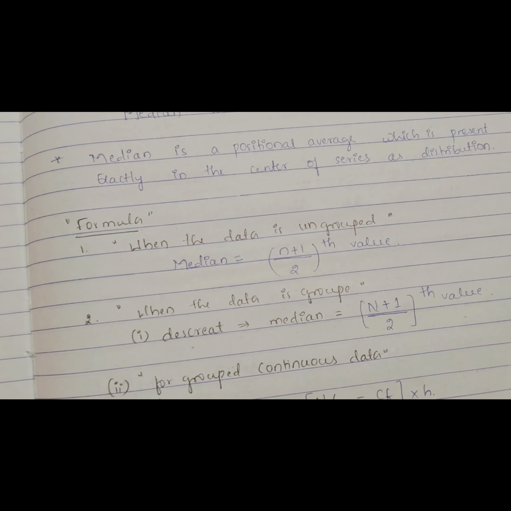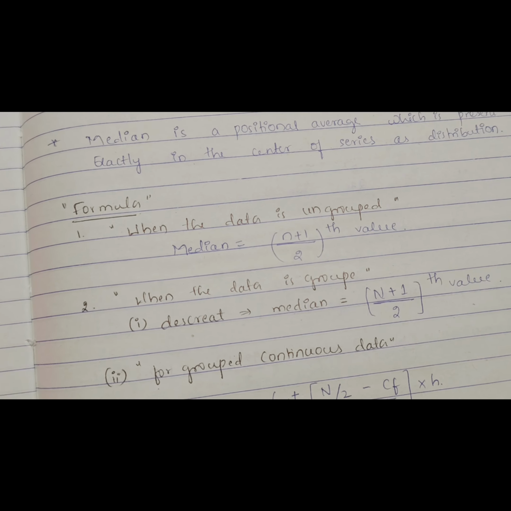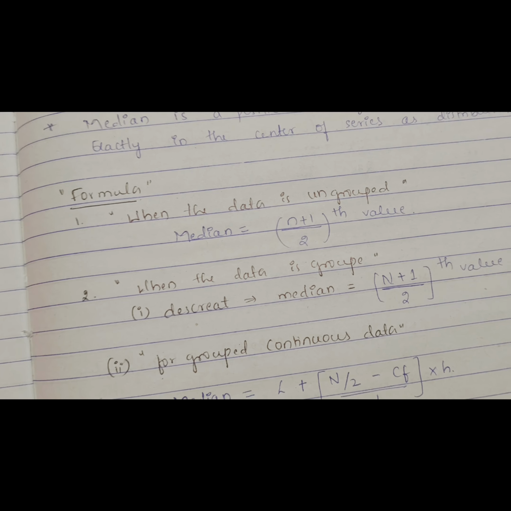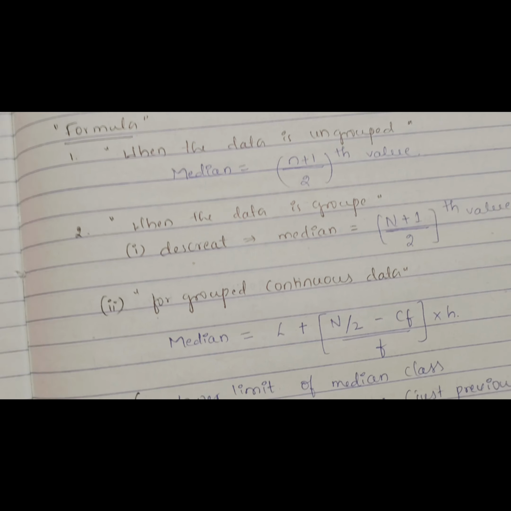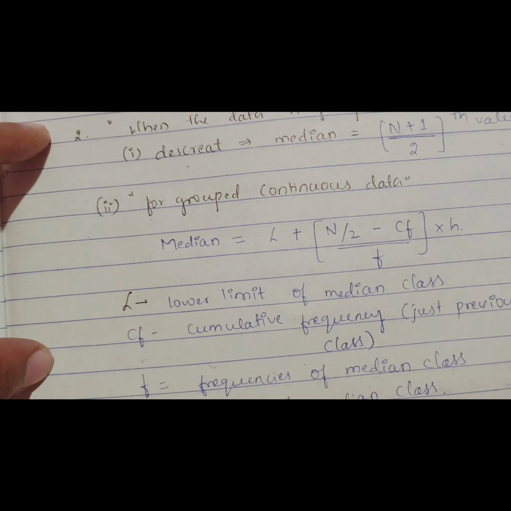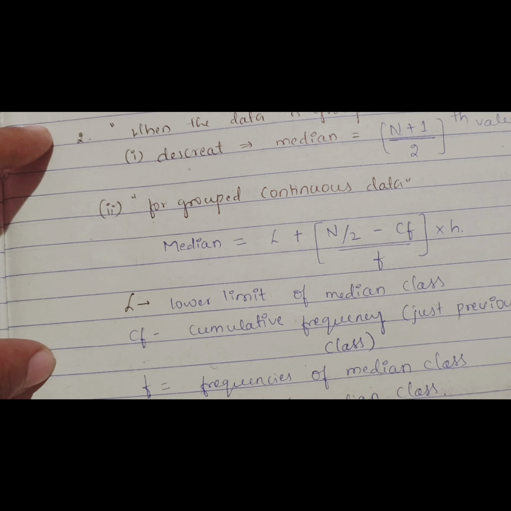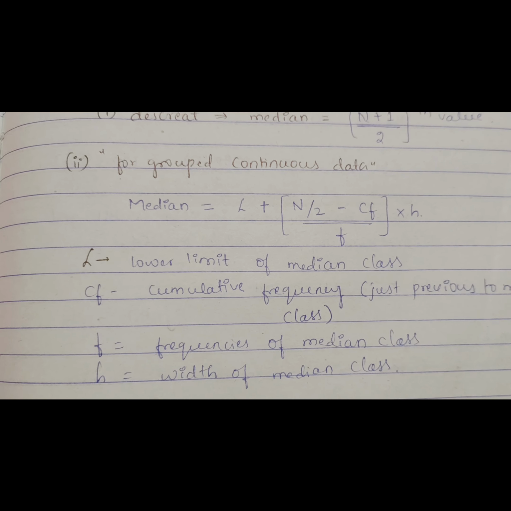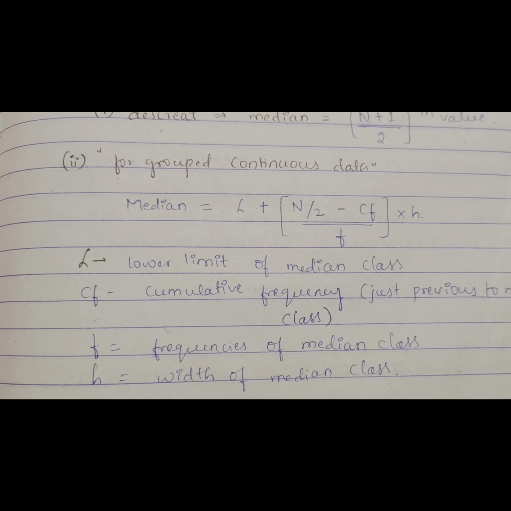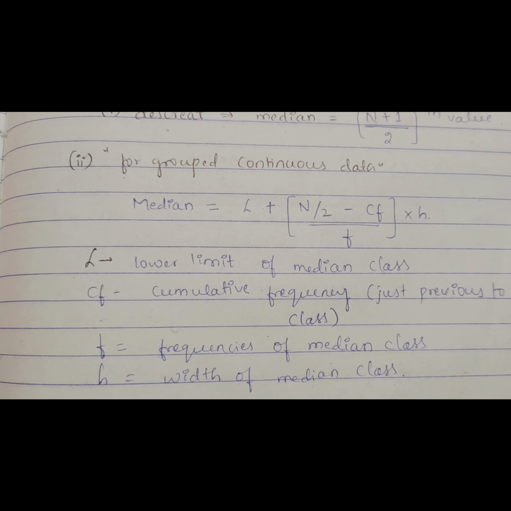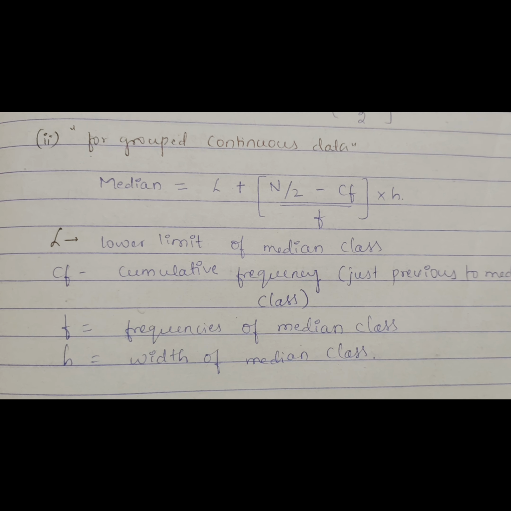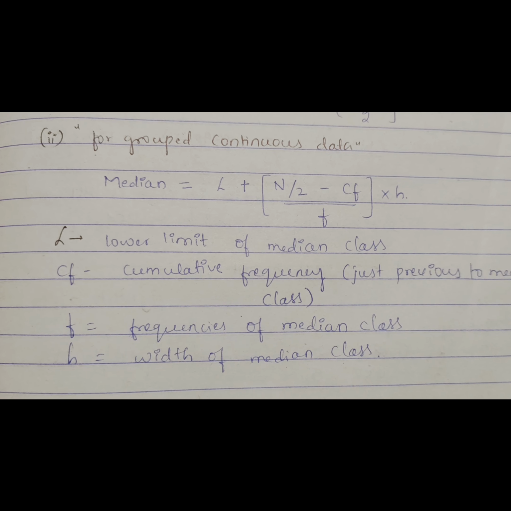So the formulas to calculate the median: when the data is ungrouped, the median will be (n plus 1) divided by 2 th value. When the data is grouped discrete, median is simple, like (n plus 1) divided by 2 th value. But for grouped continuous data, we have the formula: L plus ((n by 2 minus cumulative frequency) divided by frequency) into the width of the median class. Here L indicates the lower limit of the median class, CF indicates the cumulative frequency just previous to the median class, f is the frequency of the median class, and h is the width of the median class.